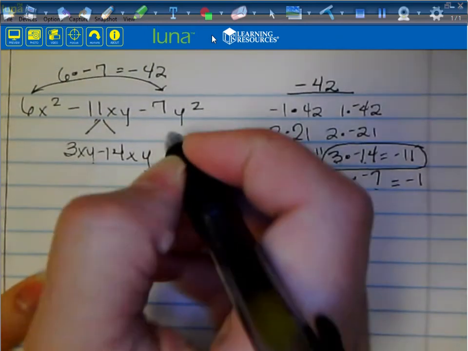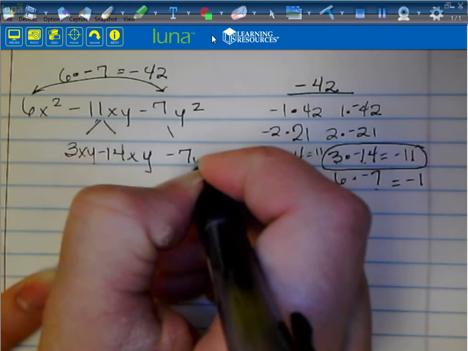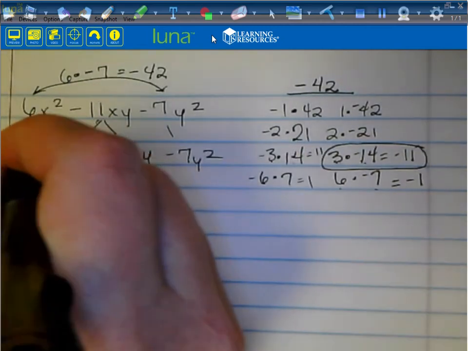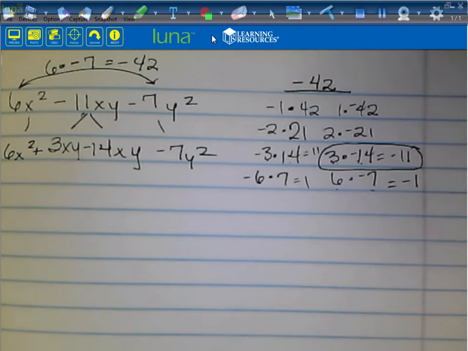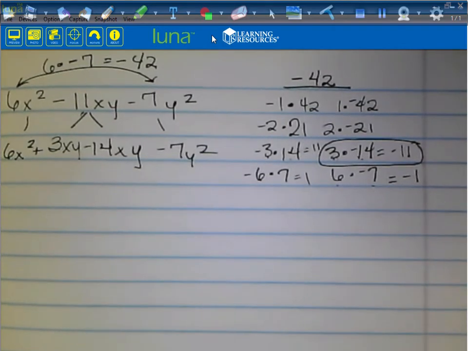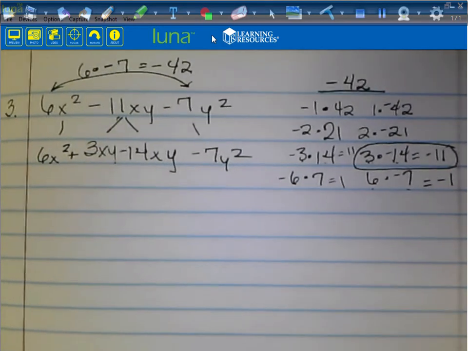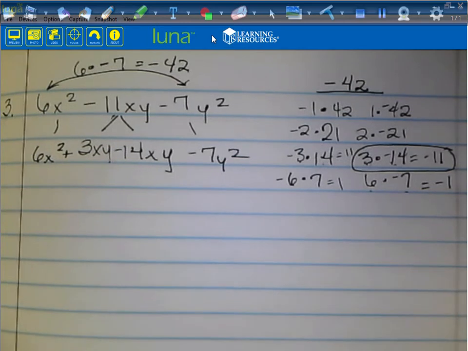Now I'm going to bring down, just like I have in all my other problems, my negative 7y squared and my 6x squared, with a plus sign there in front of my positive 3. So now I'm going to factor out my groups.